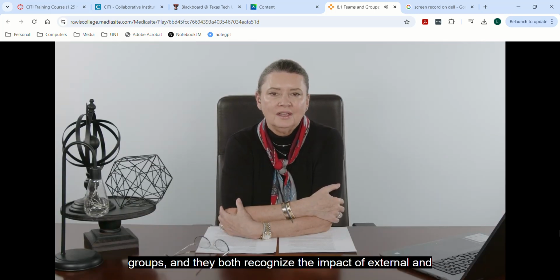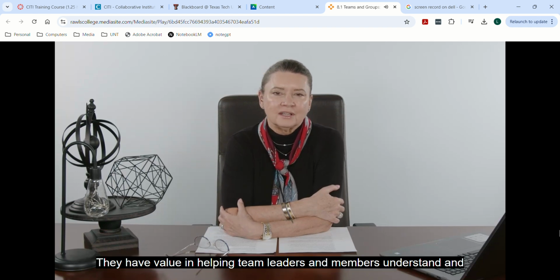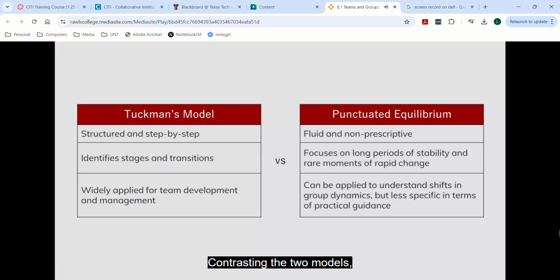Both models acknowledge that change is inherent in the life cycle of teams and groups, and they both recognize the impact of external and internal factors on team dynamics. They have value in helping team leaders and members understand and manage different phases of a team's existence.